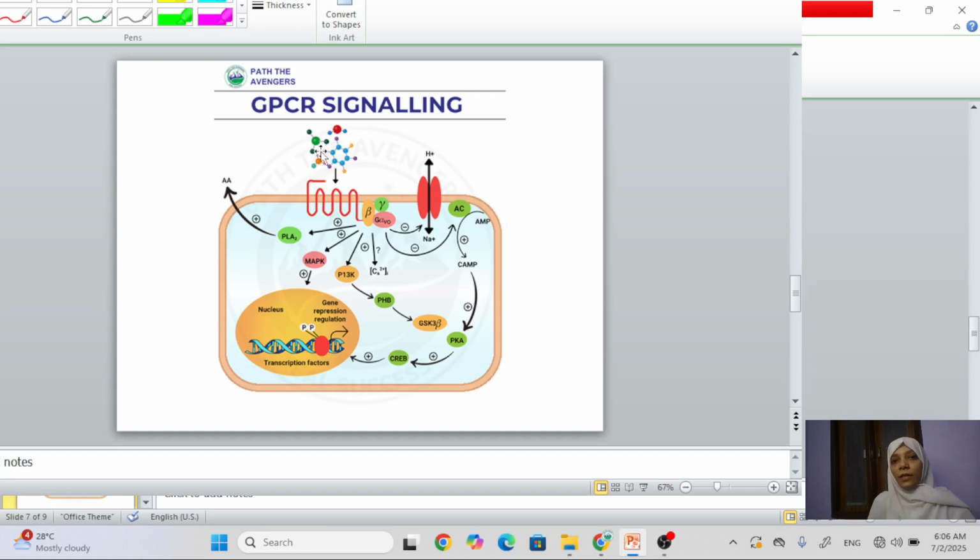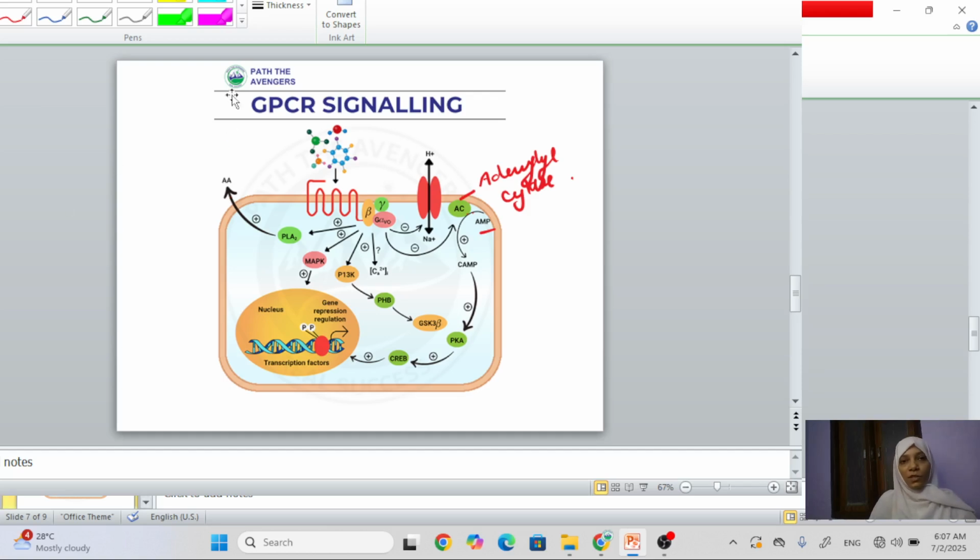This is the diagram. This is the signaling molecule. This is the receptor. Here are gamma and beta subunits. Here is the alpha subunit present. These alpha subunits go to the effector enzyme in epinephrine signaling. In epinephrine signaling, the effector enzyme name is adenylyl cyclase. Adenylyl cyclase enzyme changes ATP to cyclic AMP, then PKA, then CREB, then it will go to gene transcription and regulation. This is the pathway, and here are some other pathways. We will not discuss them right now.